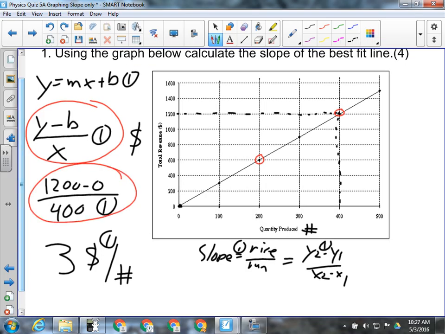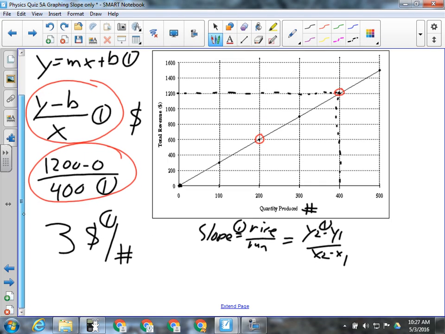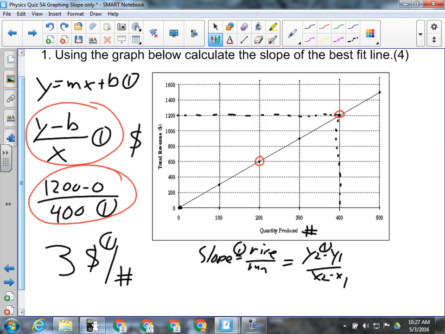That is their third mark. And then what that should come out to is $3 per unit, or per quantity or whatever, on this side here.